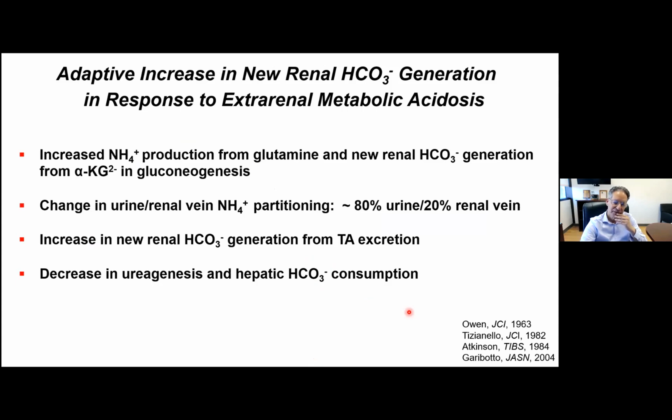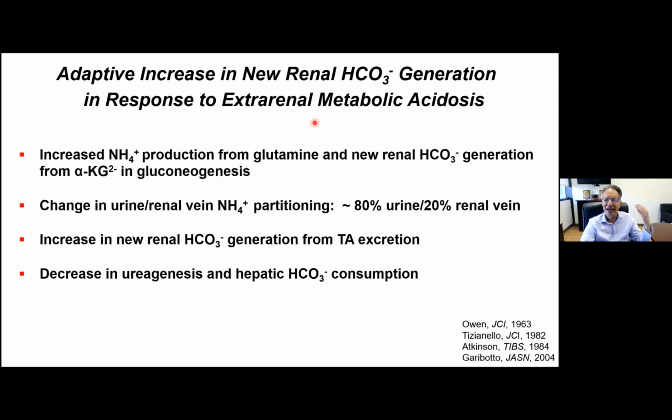So let's talk now about what occurs in a normal human when they get a metabolic acidosis to respond to the metabolic acidosis, and that will help us understand more definitively what's going on in distal RTA to answer the direct question, why do patients with distal RTA get a metabolic acidosis? Well, first we have to understand what occurs in a normal human.